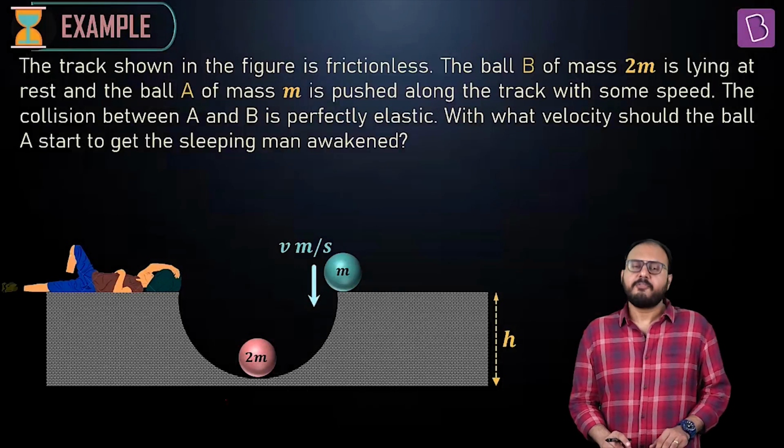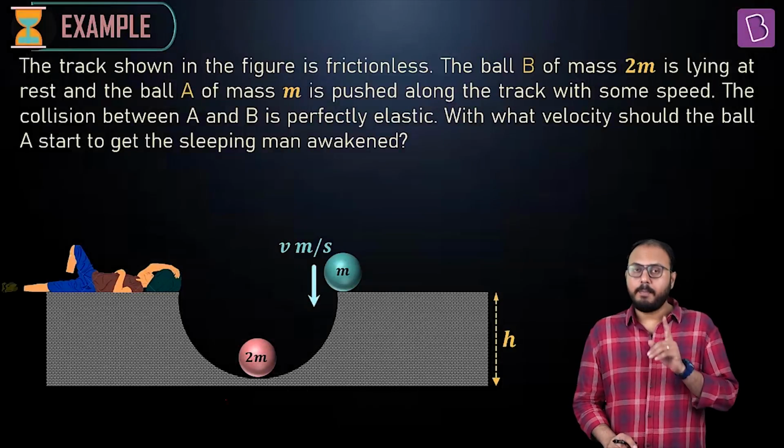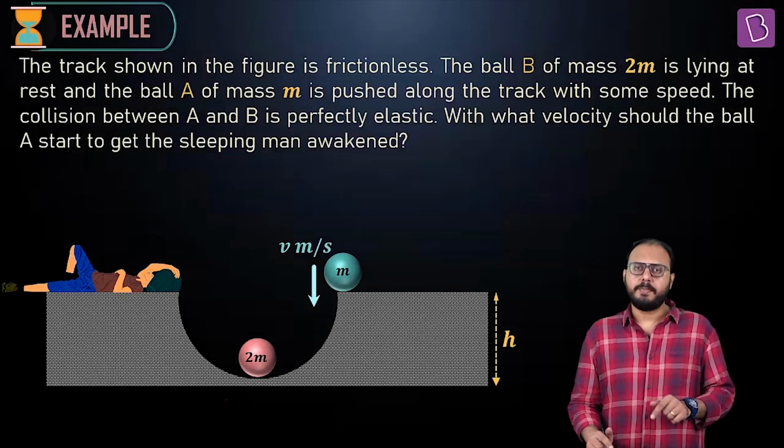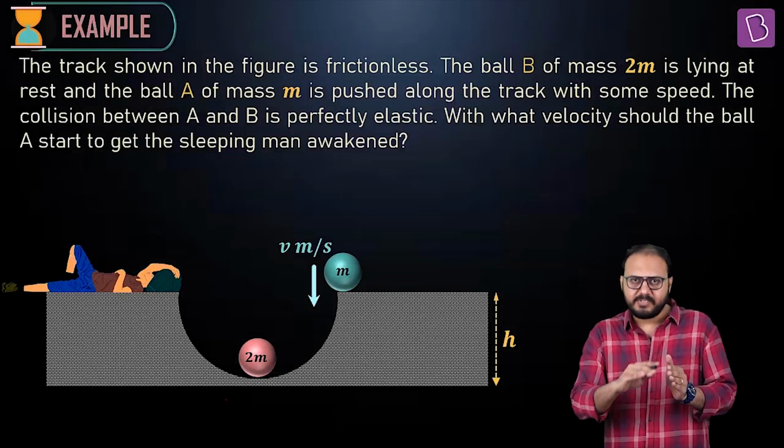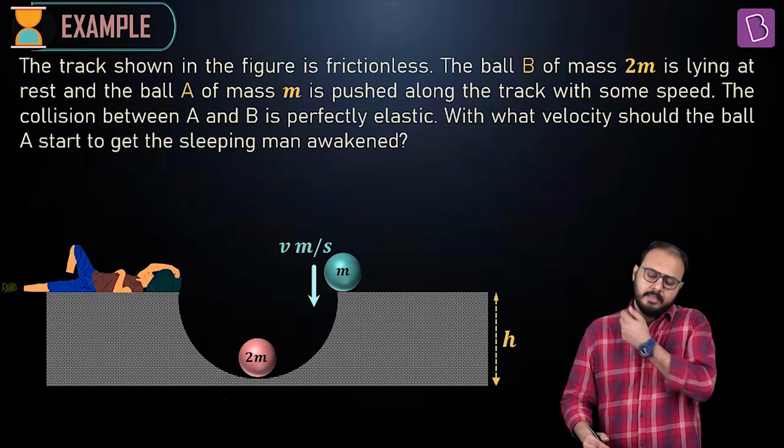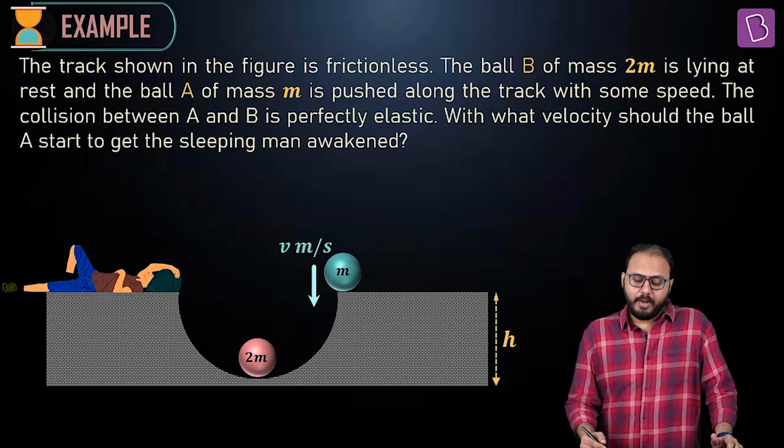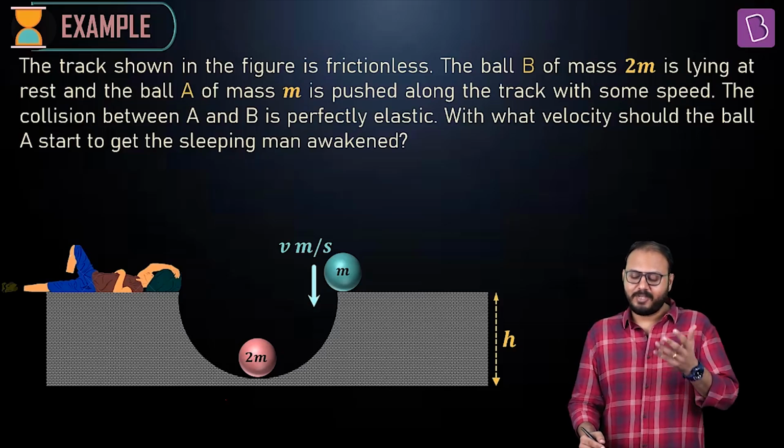The track shown in the figure is frictionless. The ball B is of mass 2m. Where is ball B? At the bottom of that hemispherical cavity. Can you see that? And ball A of mass m is pushed along the track.